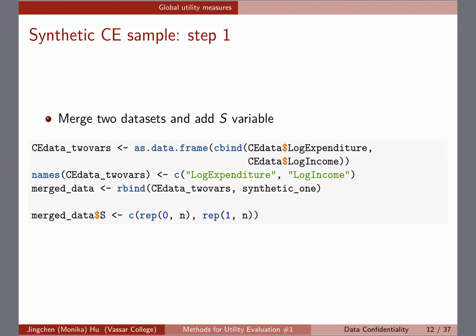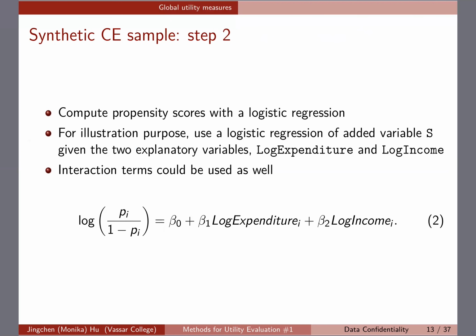Step 1 is to merge two data sets and add the S variable. You can have other ways to do this, but I would do an rbind, and then create a new column with n zeros and then n ones, and I name it S. The second step, we're going to compute propensity scores with the logistic regression. For me, I was just doing something very simple. For our merged data set, we have n observations from the original and n observations from the synthetic. We have two variables, log expenditure, LE, and log income, LI, and then this S. We have the three columns in the merged data set that we have now.